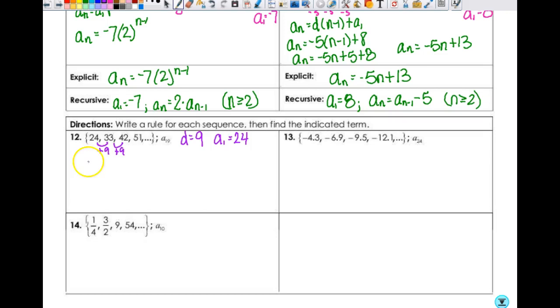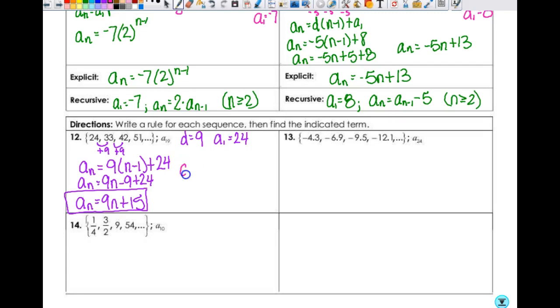So I substituted into A sub n is equal to d, which is 9, times n minus 1 plus A1, which is 24. So A sub n is equal to 9n minus 9 plus 24. So A sub n is equal to 9n plus 15. So there's my rule. Then I'm also supposed to find A19. So that's going to equal 9 times 19 plus 15. So A19 is equal to 186.